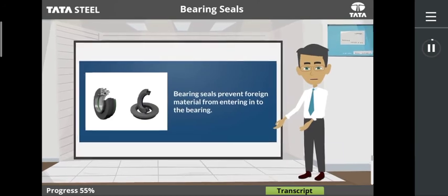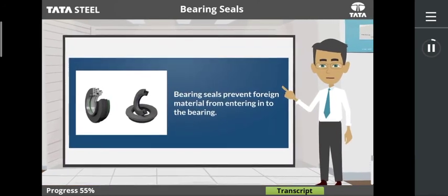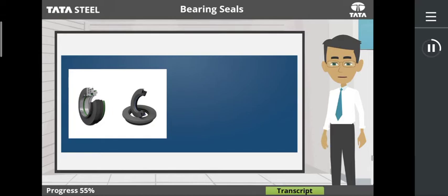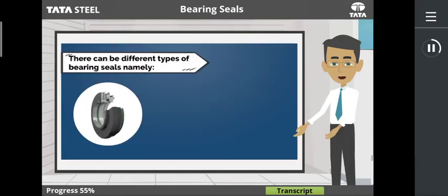Seals can prevent lubricants from escaping and stop dust, water and other harmful substances such as metal particles from getting into the bearing. So, from this line we can understand that bearing seals prevent foreign material from entering into the bearing. There can be different types of bearing seals, namely: 1. Labyrinth seals. 2. Lip seals.